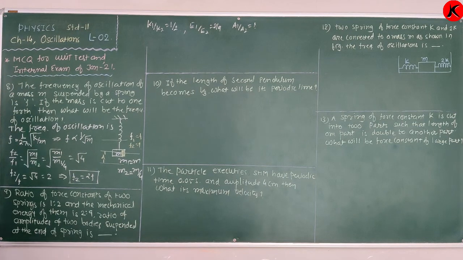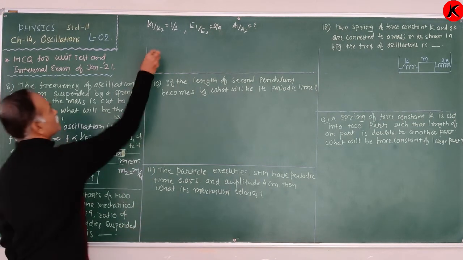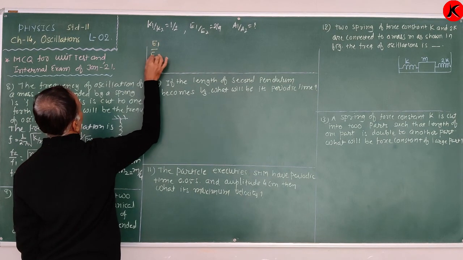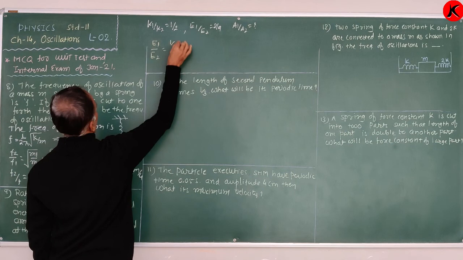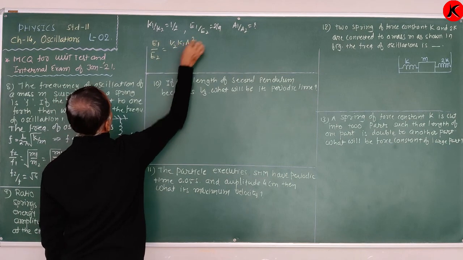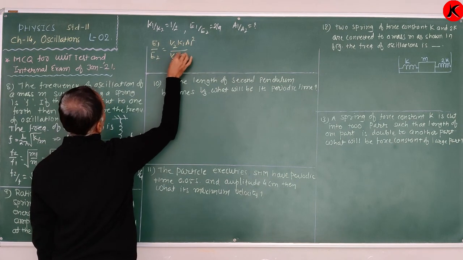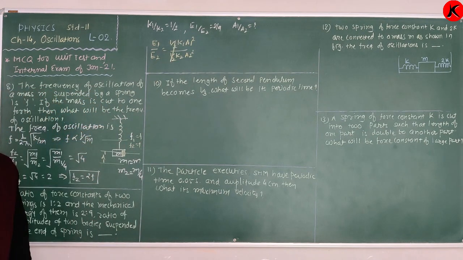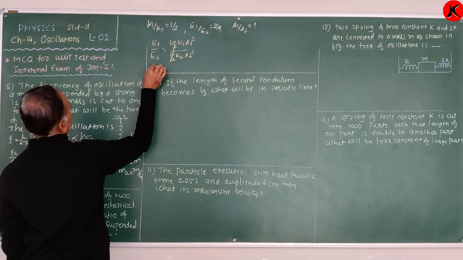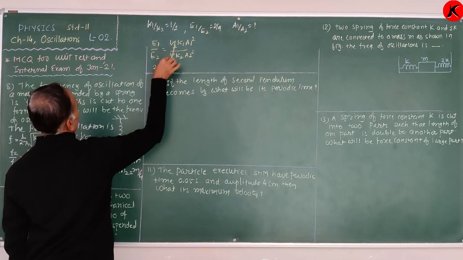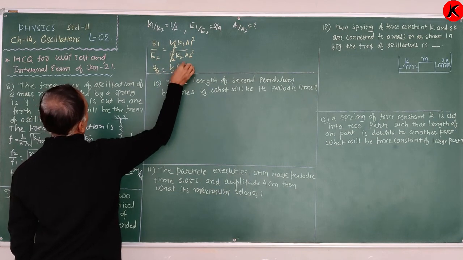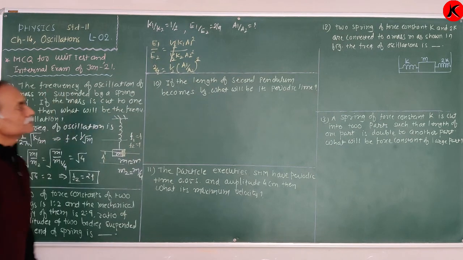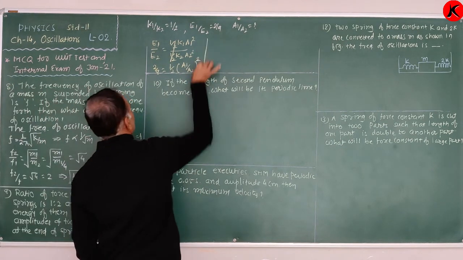We know the equation of total energy, E1 upon E2. E1 is equal to half K1 A1 square upon half K2 A2 square. The half is cancelled. E1 upon E2 is given as 2/9, and K1 upon K2 is 1/2 into A1 upon A2 whole square. We require the ratio of amplitude.